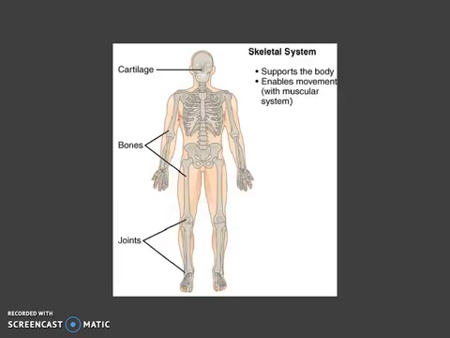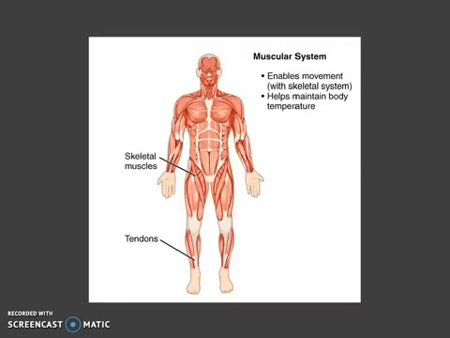The skeletal system supports the body, and it helps to enable movement because the muscles use the bones to pull on in order to move our body around in our environment. The skeletal system is made up of bones, joints, which are the areas where bones come together, and cartilage.